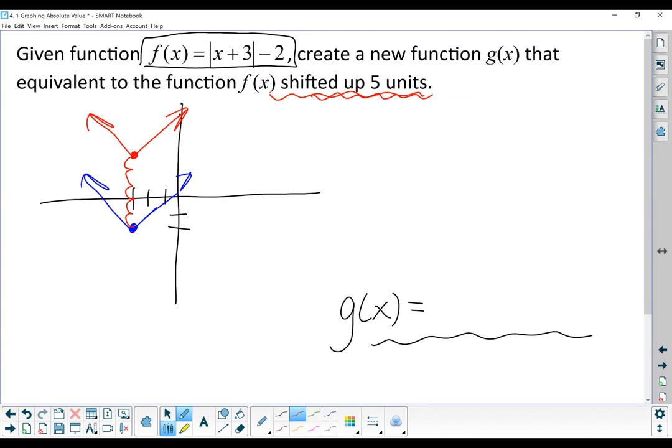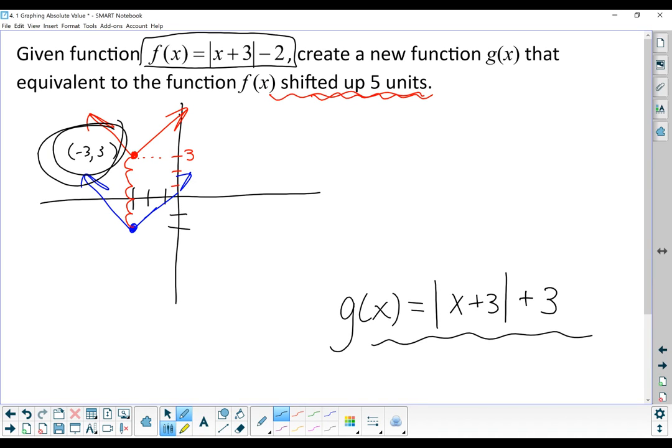And so to write the equation, I just need to figure out where that vertex ended up. It looks like it ended up at a height of 3. So our vertex is at -3, 3. It didn't move to the right or left. It stayed at a -3 value in the x direction. So if I'm writing this function, I'll use this vertex. So it would be absolute value of x plus 3, plus 3.